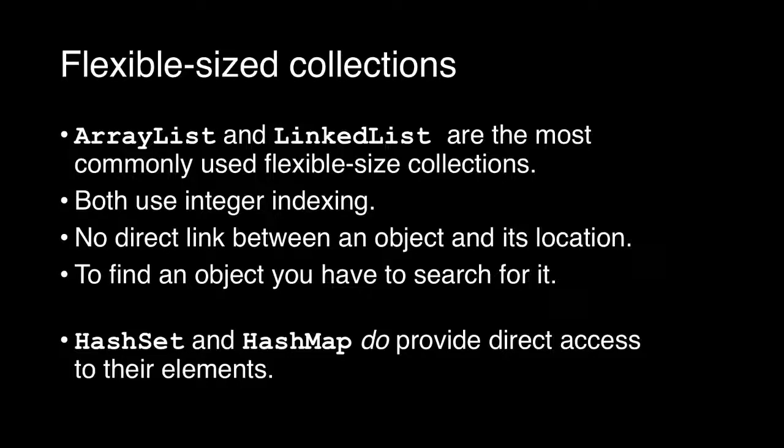In other words, knowing where an object is in an array list or linked list requires that either you already know its numerical position or you have to search for it, and searching can be a relatively costly operation if the collection is large. In contrast, the hashed collections provide fast, direct access to an object within them.